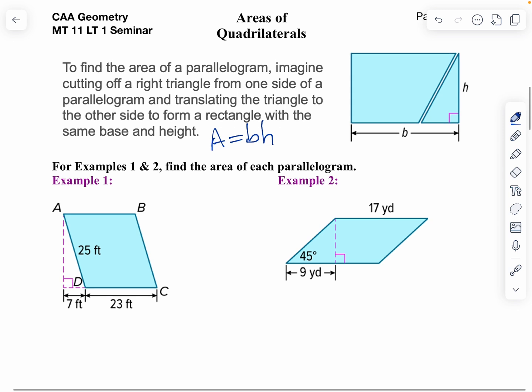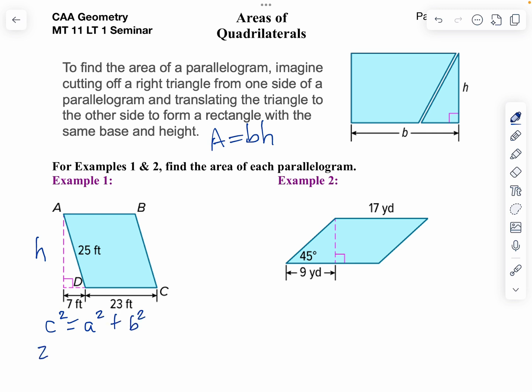So if I take a look at example 1 here, 25 is not my altitude, is it? So what I'm going to do here is use the Pythagorean theorem to find my altitude. I'll call this h for height. I can use the Pythagorean theorem, c squared equals a squared plus b squared, or 25 squared equals 7 squared plus h squared.